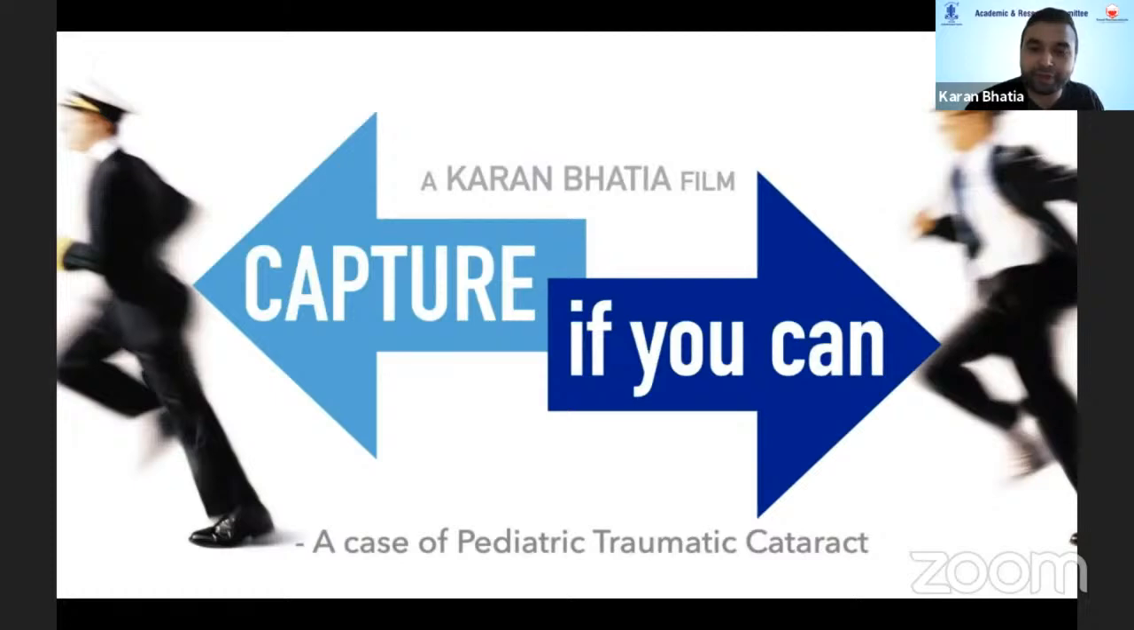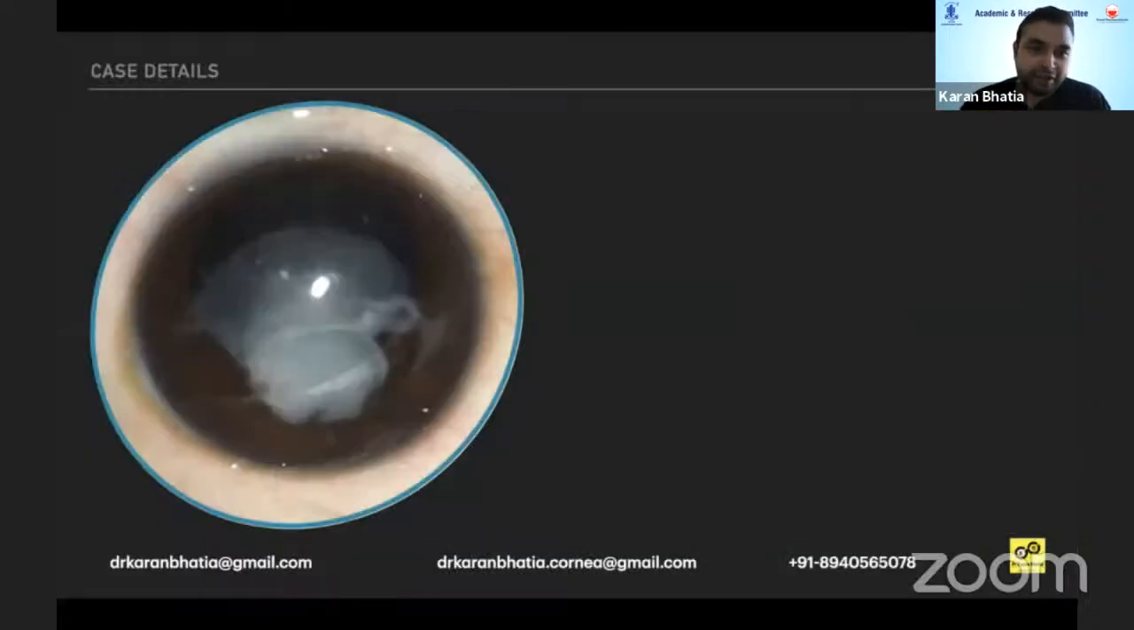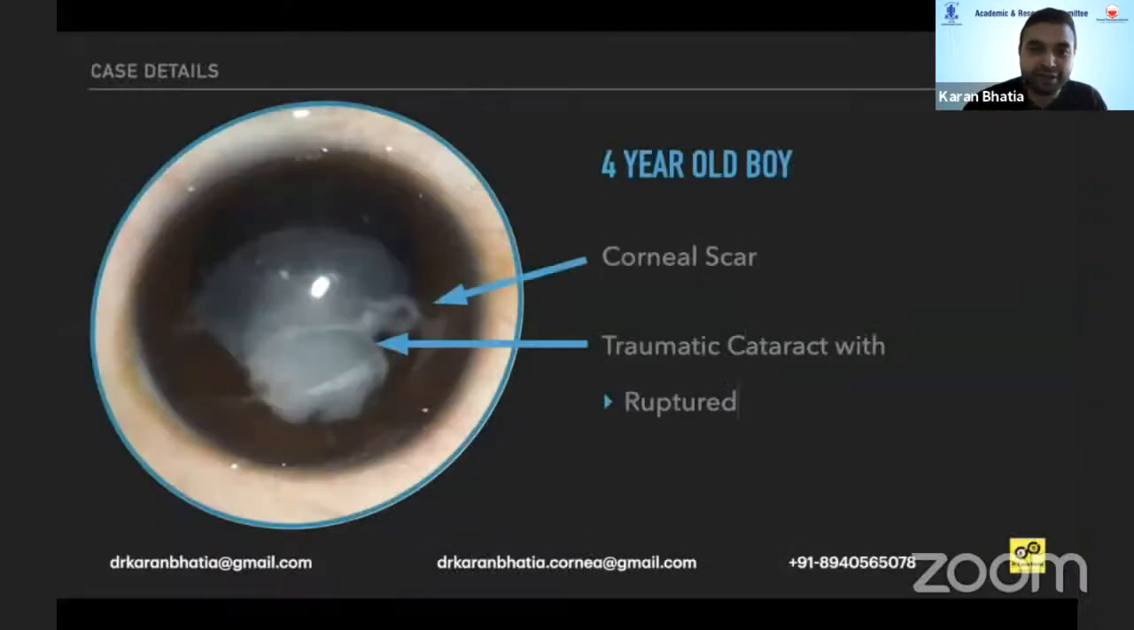So this is a case of a pediatric traumatic cataract. A 4-year-old boy presented with a corneal scar, a traumatic cataract with ruptured lens.